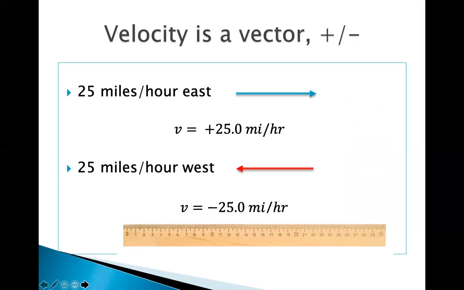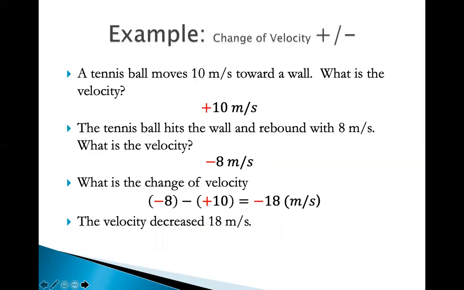Velocity is also a vector. 25 miles per hour to the east, we call it positive. If we call that positive, then west is negative. So you see, velocity can be positive, can be negative.